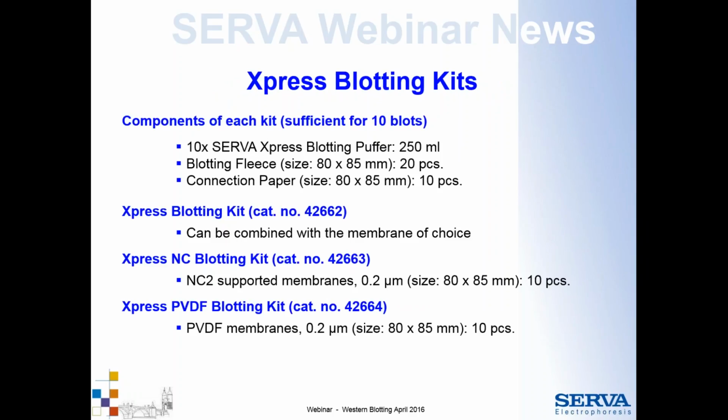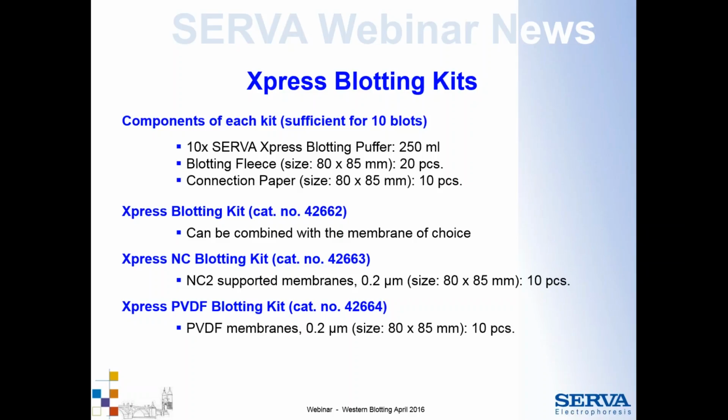So what are the components of the plotting kit? Each kit contains sufficient material to perform 10 plots of mini shells. This is the plotting buffer, a 10-fold concentrated buffer. The plotting fleece for the upper and the lower part, so these are 20 pieces, and the connection papers.